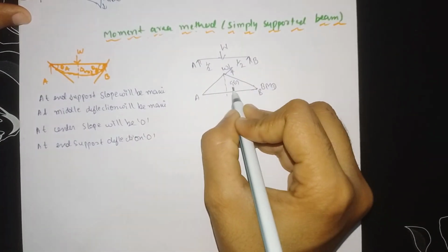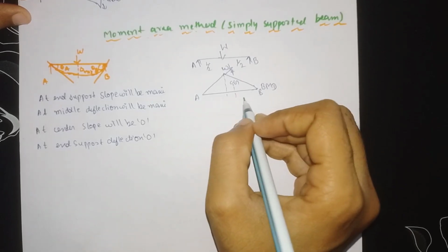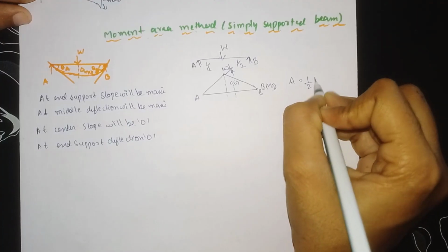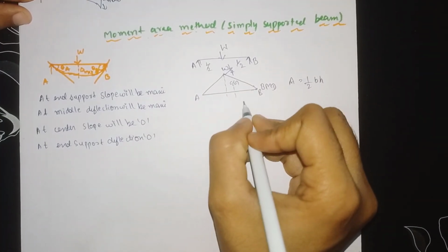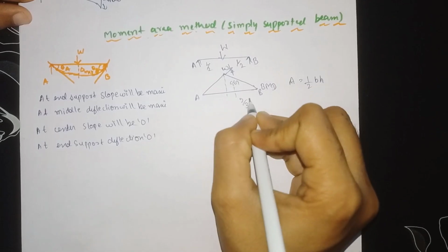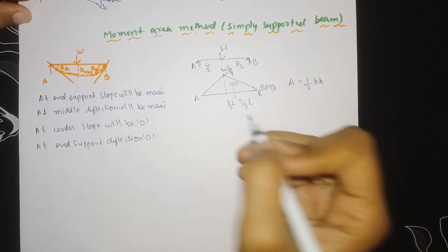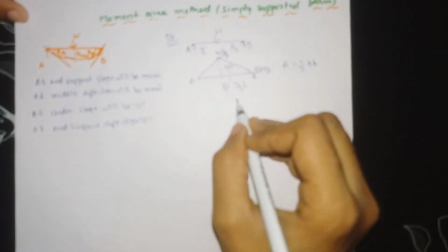To find the CG distance from here to here, to calculate the area we have the formula half into base into h. Similarly, to find this distance we have the formula 2 by 3 into L, and here we have the formula 1 by 3 into L. I will show you how to calculate for this.